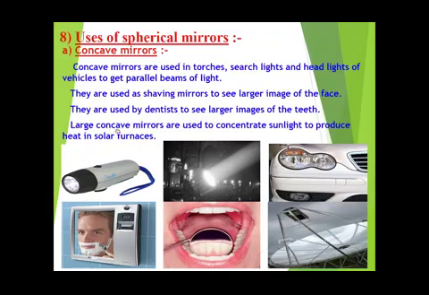Next use is that the large concave mirrors are used to concentrate sunlight to produce heat in solar furnaces. So the solar cooker, the solar heater, solar furnaces all use concave mirrors. And why the concave mirrors are used? Because they concentrate the sunlight, and at the point where the sunlight is concentrated, heating takes place, and the solar furnaces, solar heaters and the solar cooker work to their optimal level. So here are the different figures in which you can see how concave mirrors are used and how they are helpful in using them.